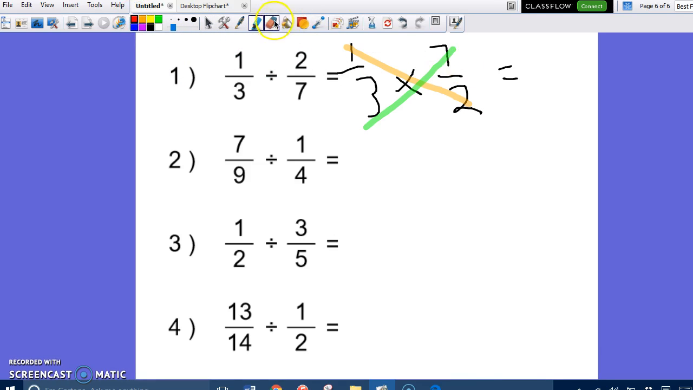So let's go ahead and multiply straight across. 1 times 7 is 7. 3 times 2 is 6. Hey, what's going on here? You know what's going on. It's an improper fraction, so we must change it into a mixed number. All final answers must be proper fractions, whole numbers, or mixed numbers.